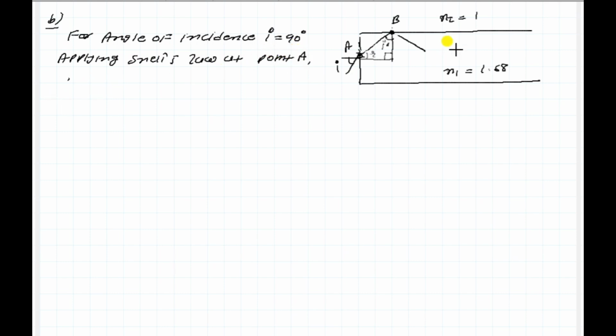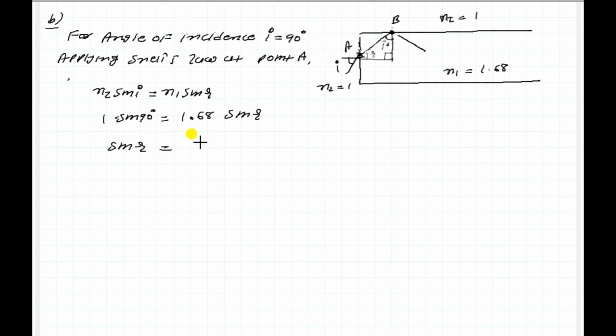This is n2, so obviously the outside medium here is air, and its refractive index is 1. So here we can say n2 sin I is equal to n1 sin r. Here n2 is 1, sin I is sin 90, n1 is the refractive index of the pipe, 1.68, sin r. The value of sin 90 is 1, so sin r is equal to 1 divided by 1.68. On solving we'll get 0.5952.